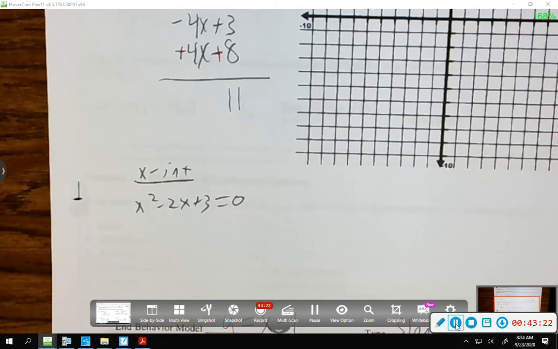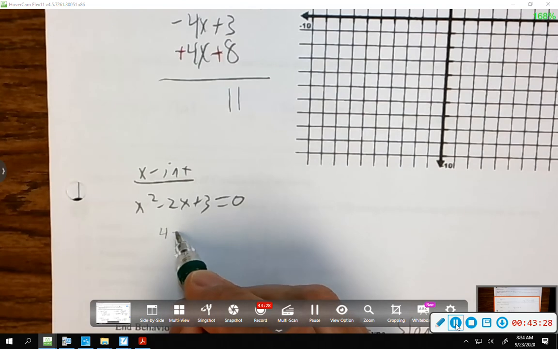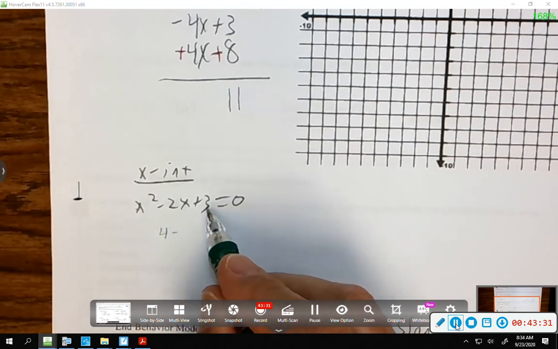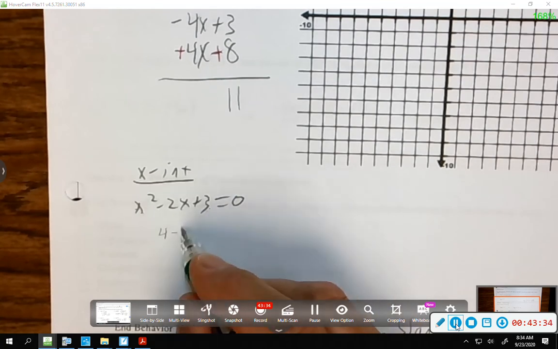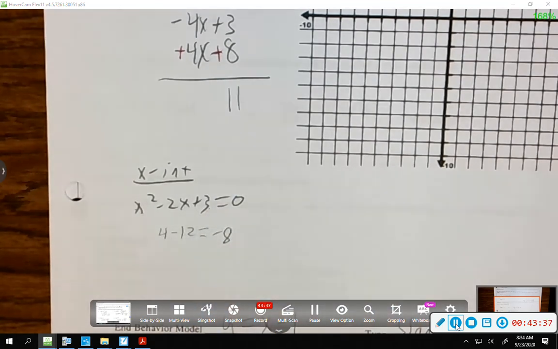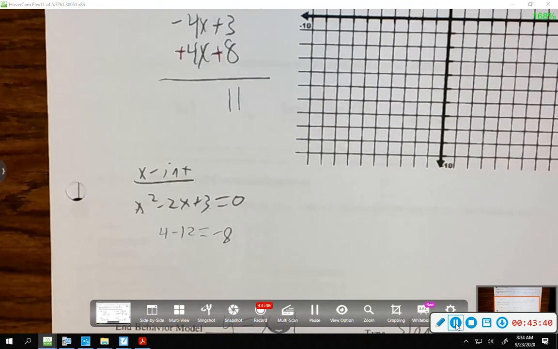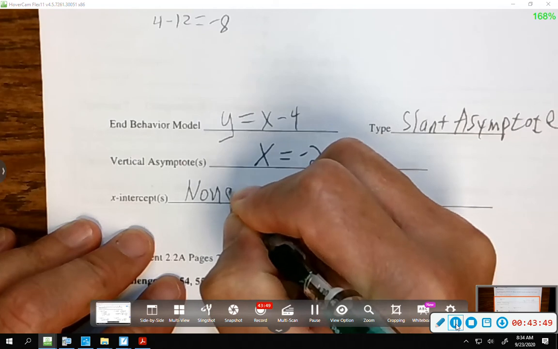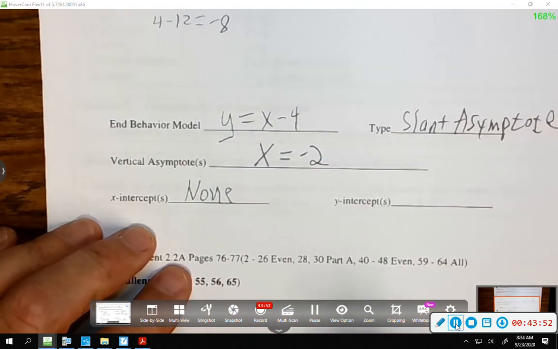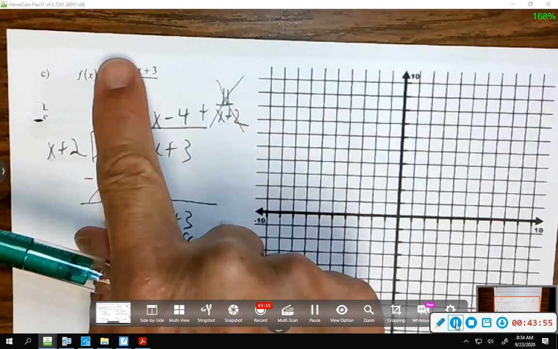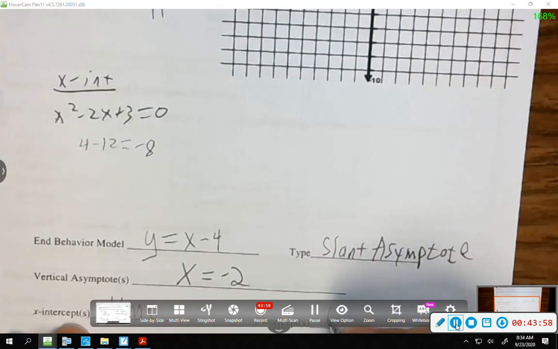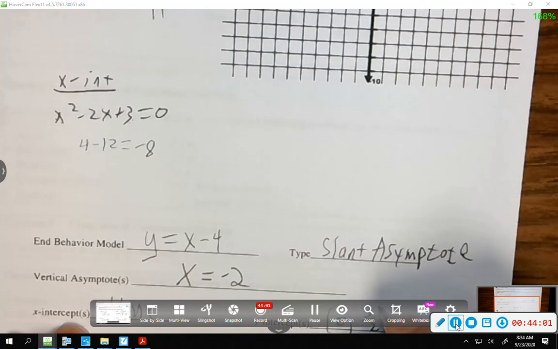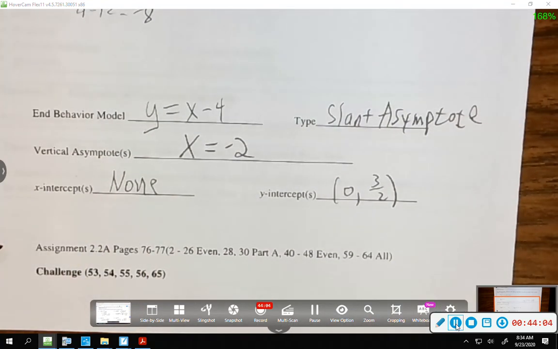Again, don't do the whole quadratic formula. Just check b squared minus 4ac. 4 times 3 is 12. That's negative 8. You can't take the square root of negative 8. That's the discriminant. That's the part of the square root. You cannot take square root of a negative number. So there is no x-intercept. This is none. Y-intercept. Here it is. Plug 0 in for x, you get 3/2. You can write that as 1.5 if you want, because that's what we're going to need when we plot this.